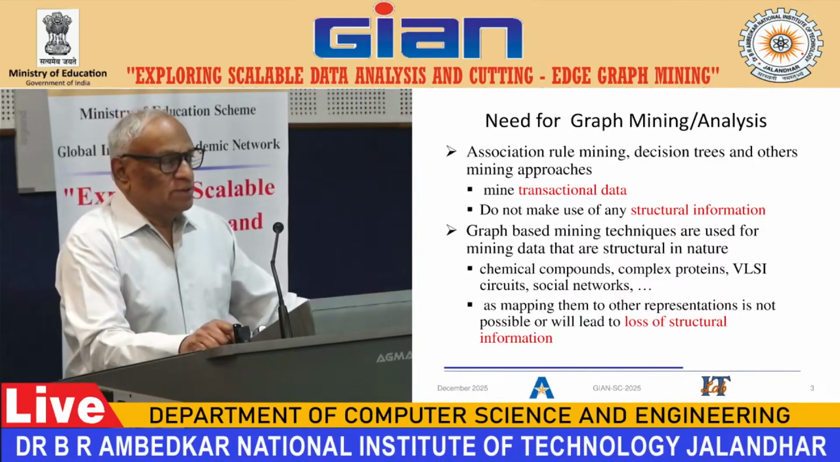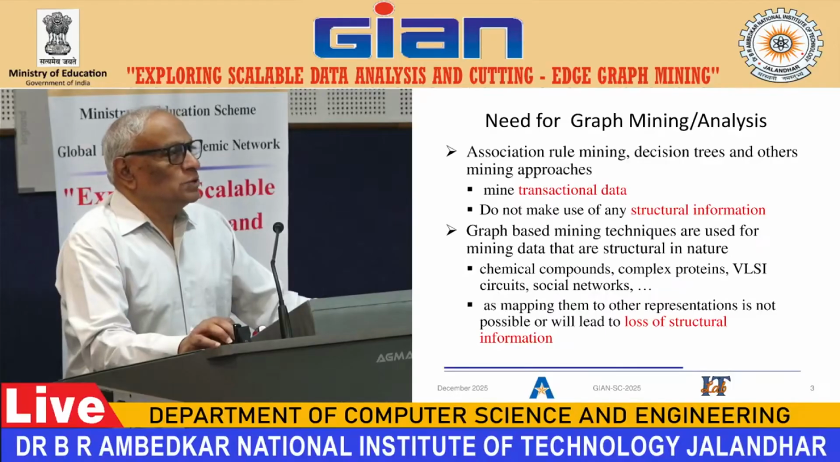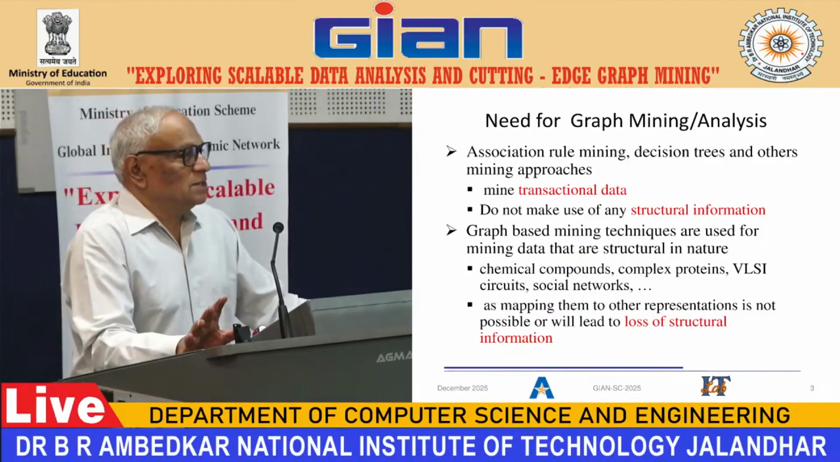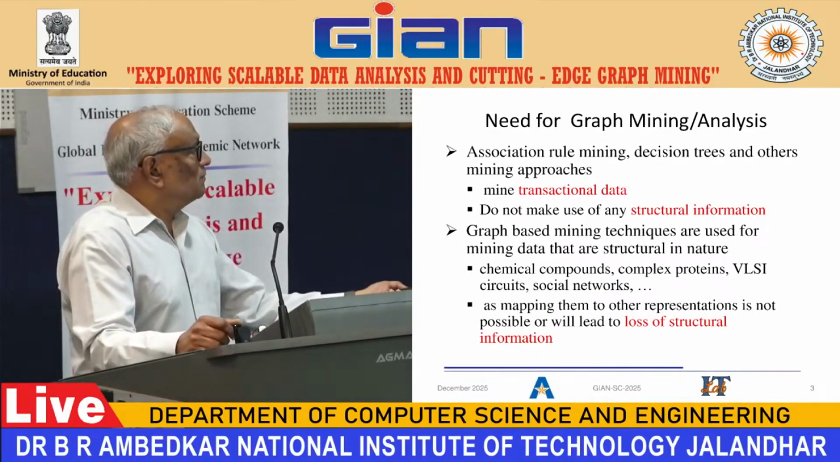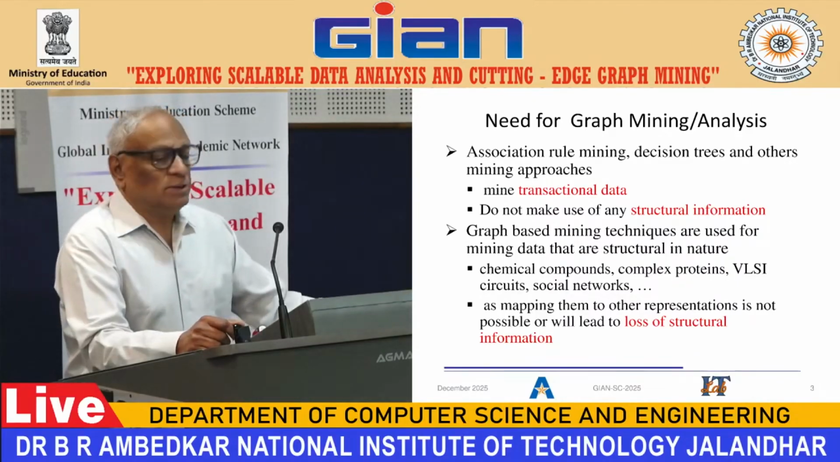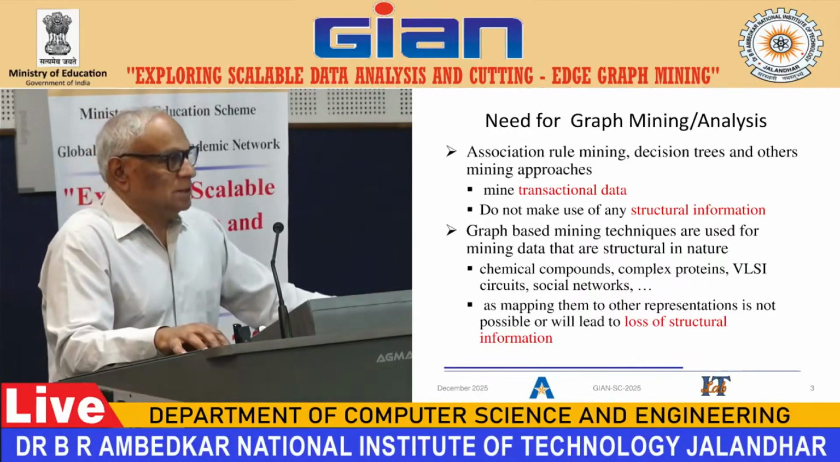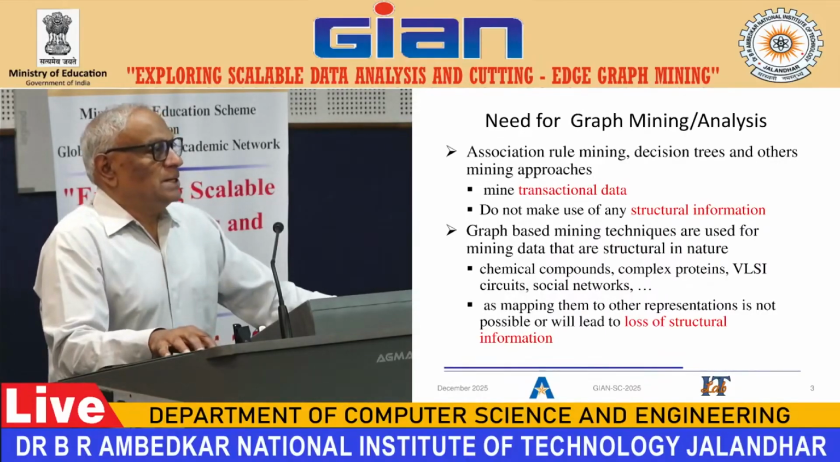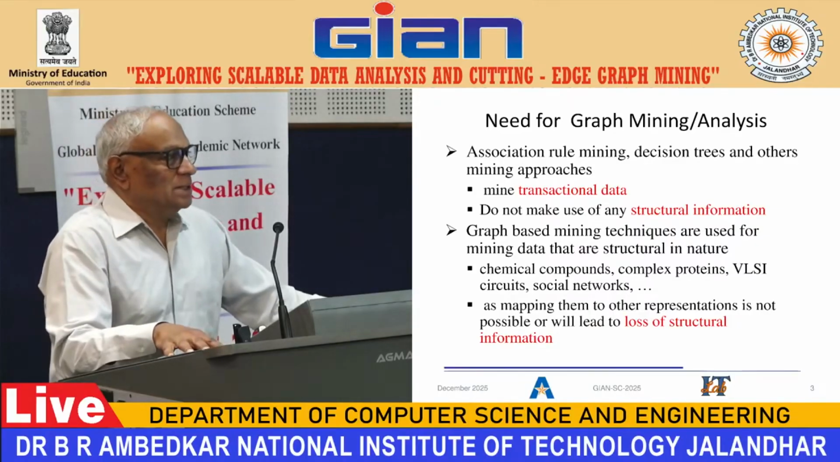For example, if you want to represent chemical compounds, it's very difficult to do it using a tabular representation. You can do it, but that's not ideal. Same thing for proteins, VLSI circuit boards, social networks, as mapping them to other representations is not possible or will lead to loss of structural information. So it is important to understand why we need different models for different types of data. One model is not going to cut it for every application.